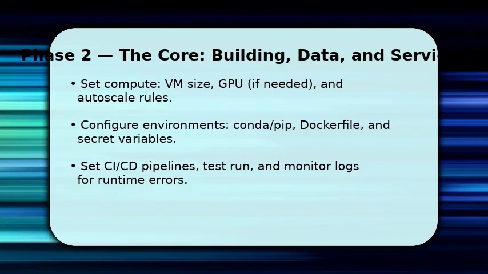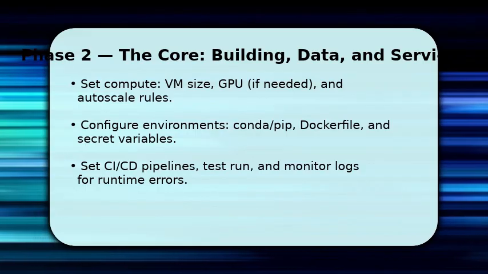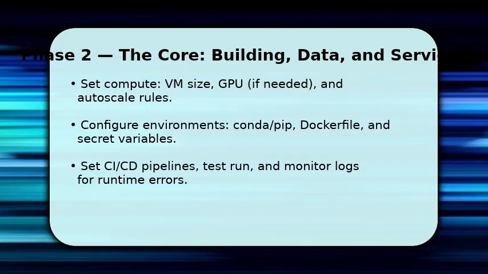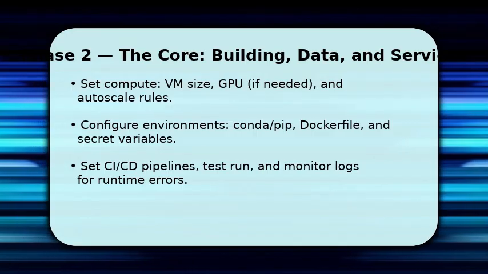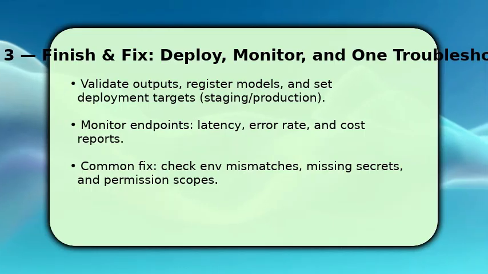Next, define your environment with Conda or a Docker file and store secrets securely. Then create a CI/CD pipeline to build and deploy automatically. Run a test job to validate. Use Studio's logs and metrics to trace failures, and tweak resources or dependencies as required. Finish by validating outputs and registering artifacts so deployments are reproducible.